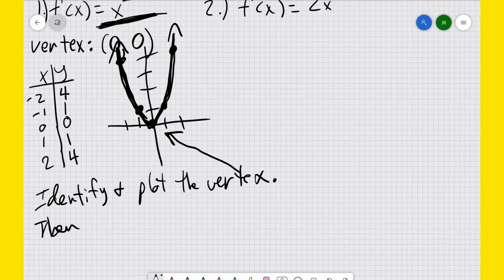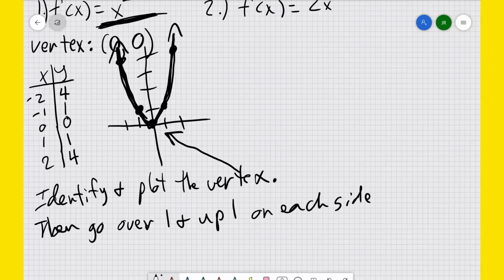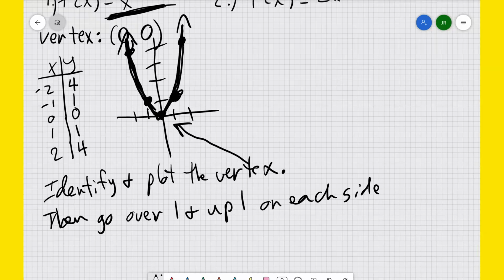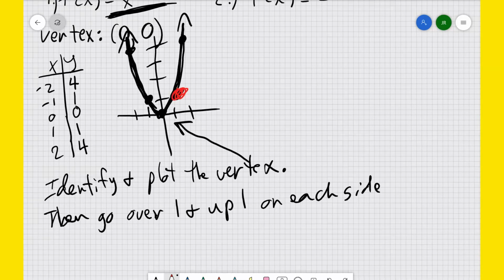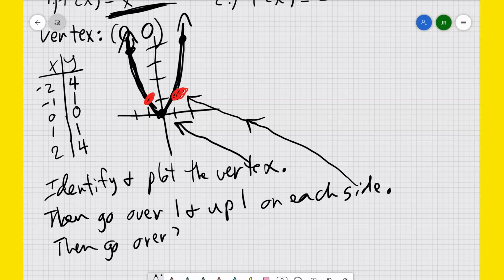Then go over 1 and up 1 on each side. That's this point. Let me do it in red. That's this point and this point. That was over 1 and up 1 on each side. Then go over 2 and up 4 on each side.